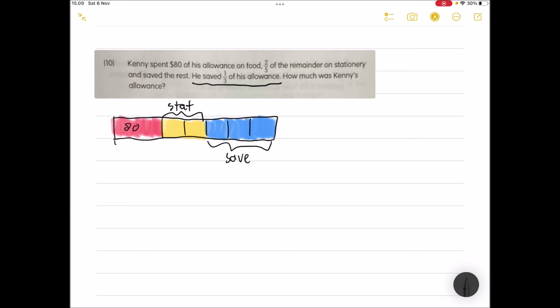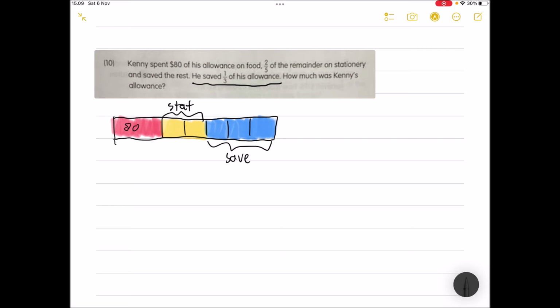3/6. It's not, because we know that the red color here, the $80, we do not know how many units it is. It can actually be 2 units, 3 units, 4 units, 5 units, 6 units, we never know. But we know this 3 unit here is actually 1/3. So he saved 1 out of 3. He saved 1 unit out of the 3 from all his allowance.